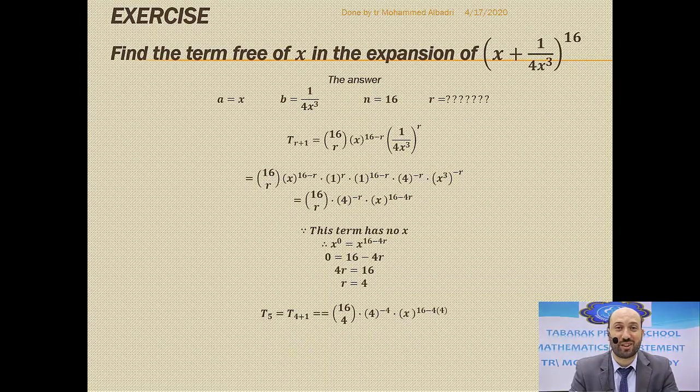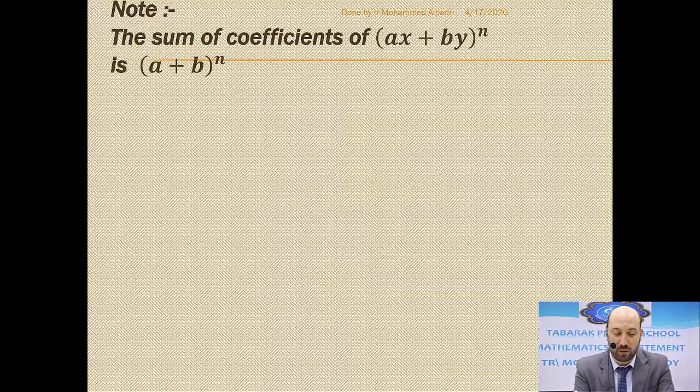Now we have r equals 4. That means we have the fifth term, because r is the order of the term minus 1. So the fifth term equals T(4 plus 1) equals 16 choose 4 times 4^(negative 4) times x^(16 minus 4 times 4). So the answer is 455 over 64.